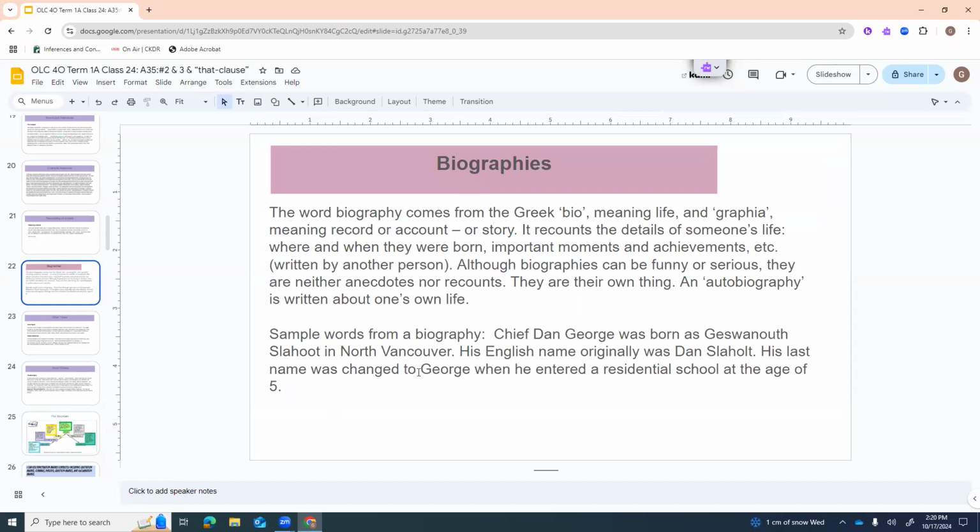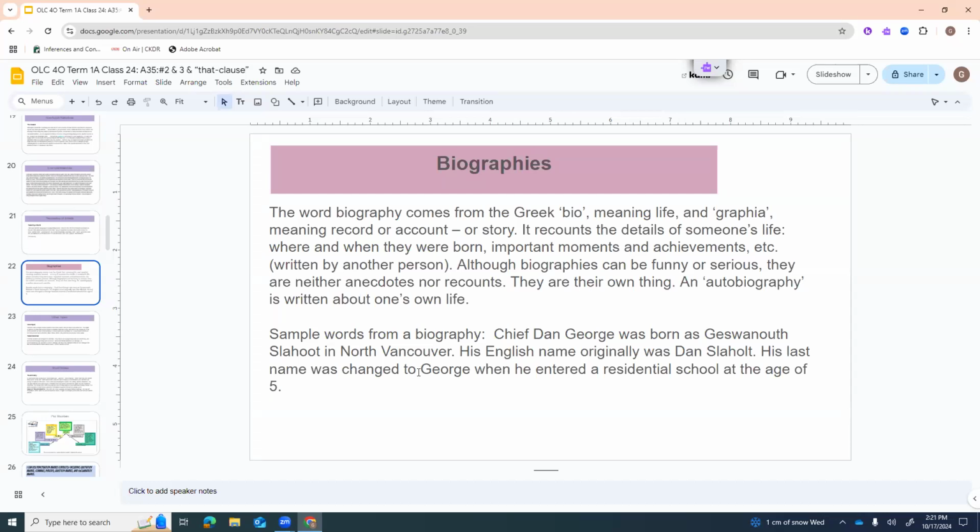Then biography. Biography is a word that comes from the Greek words bio, meaning life, and graphia, meaning a record or an account or a story. It recounts all the details of someone's life. It tells you where or when they were born, important moments or achievements. Biographies are always written by another person, not the same person. Biographies can be funny or serious, but they aren't usually considered anecdotes, which are generally pretty short, and they're not usually considered just recounts. They're kind of their own special thing.